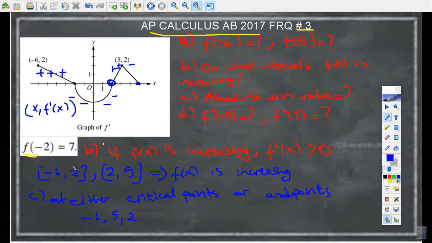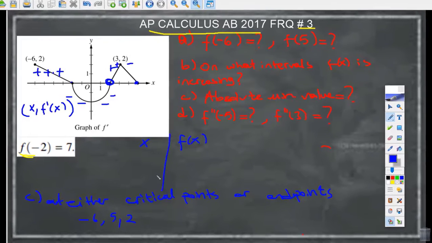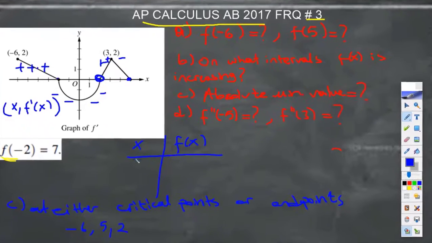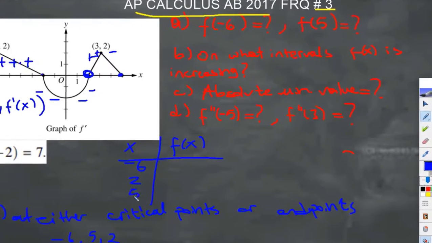So now we're going to analyze these values. Okay, so let's do it. Before that, I need to clean up the board. So basically, we're going to make a table to analyze these values. Okay, so it's going to be like this. This is x, this is f of x. Okay, so I'm going to put the values negative 6, 2, and 5.